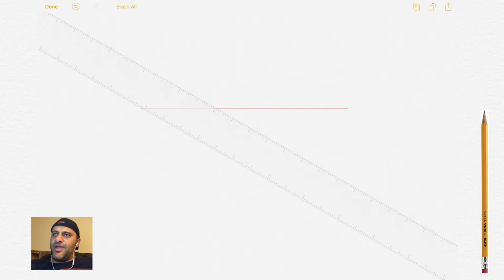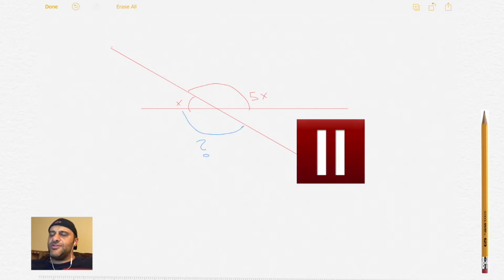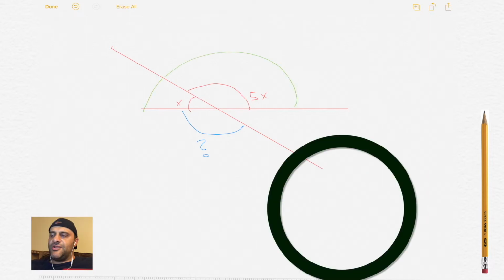When we have one line and then we have an intersecting line, let's say that angle there is x, and that angle is 5x. And the question is, what is the angle over there? Try this on your own. I'll hit the pause button if you want to try this on your own, and then we'll do it together. I hope you tried it on your own.